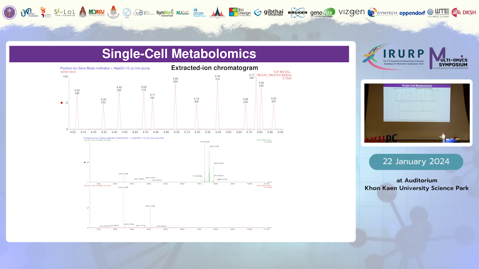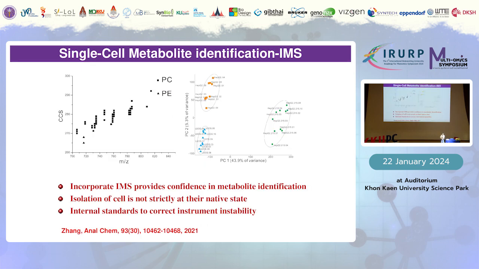from the background information. The problem with single cell metabolomics is that, if you imagine, it's infusion and detection, right? So you don't have the LC retention time information. The metabolites you detect only give you mass information. Therefore, the annotation is not confident, right? So in our study, we incorporated ion mobility mass spectrometry to give us confidence in the metabolite identification. This is our major contribution to this work.